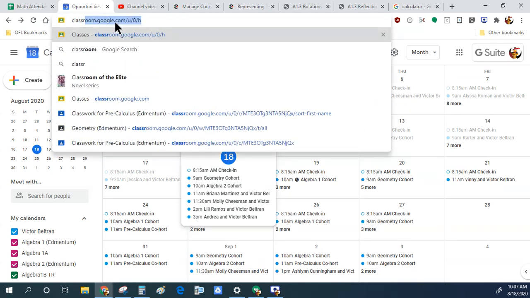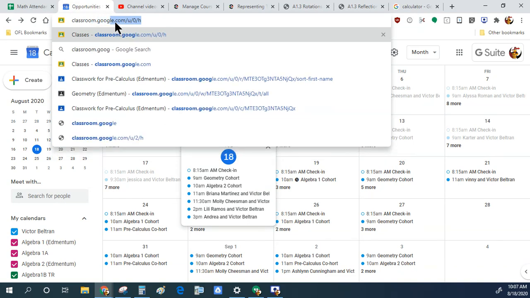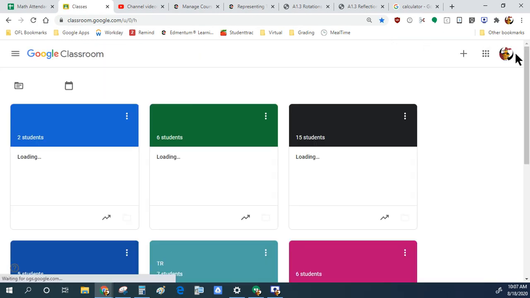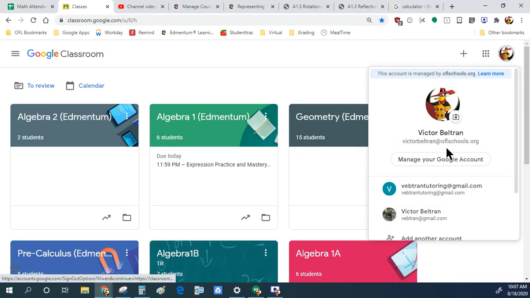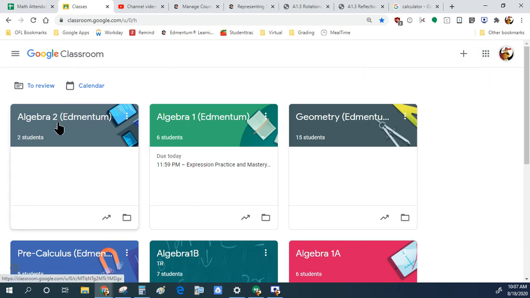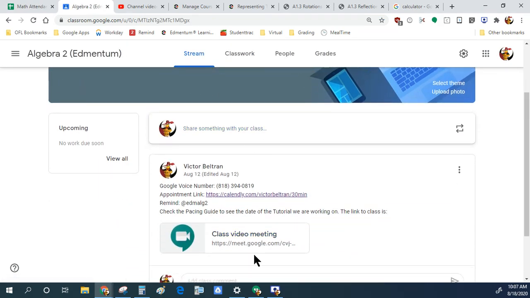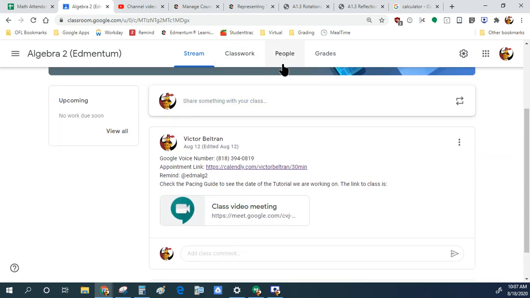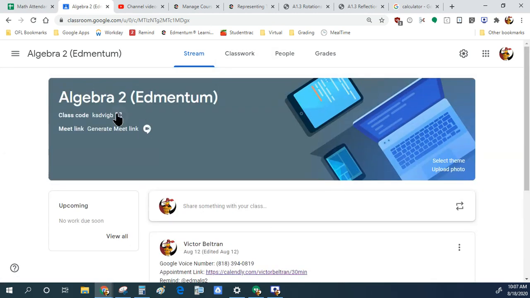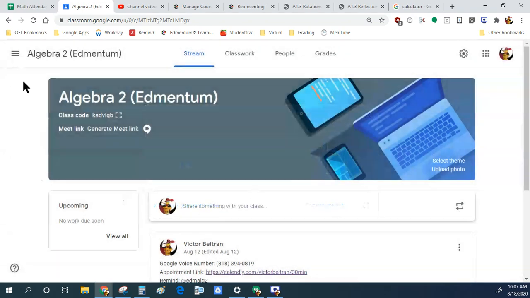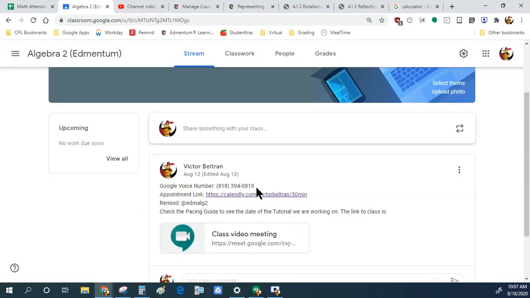You can access this by going to classroom.google.com. If you're not signed into your school account, make sure you're signed into your school account. Mine is already signed in here. And I need you to add this Algebra 2 class. So the classroom code is, you guys might want to write this down in your notes. The class code is right here. It's KSDVIGB.